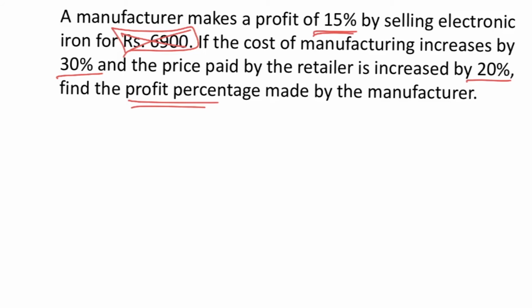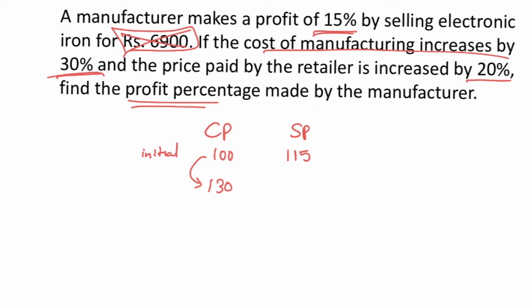See, a manufacturer makes a profit of 15%. If the cost price is 100, the selling price is 115, then only he makes 15% profit. This is the initial condition. But what is given? The cost price is increased by 30%. As the cost price is increased by 30%, now the product which was made at 100 is now made at 130.